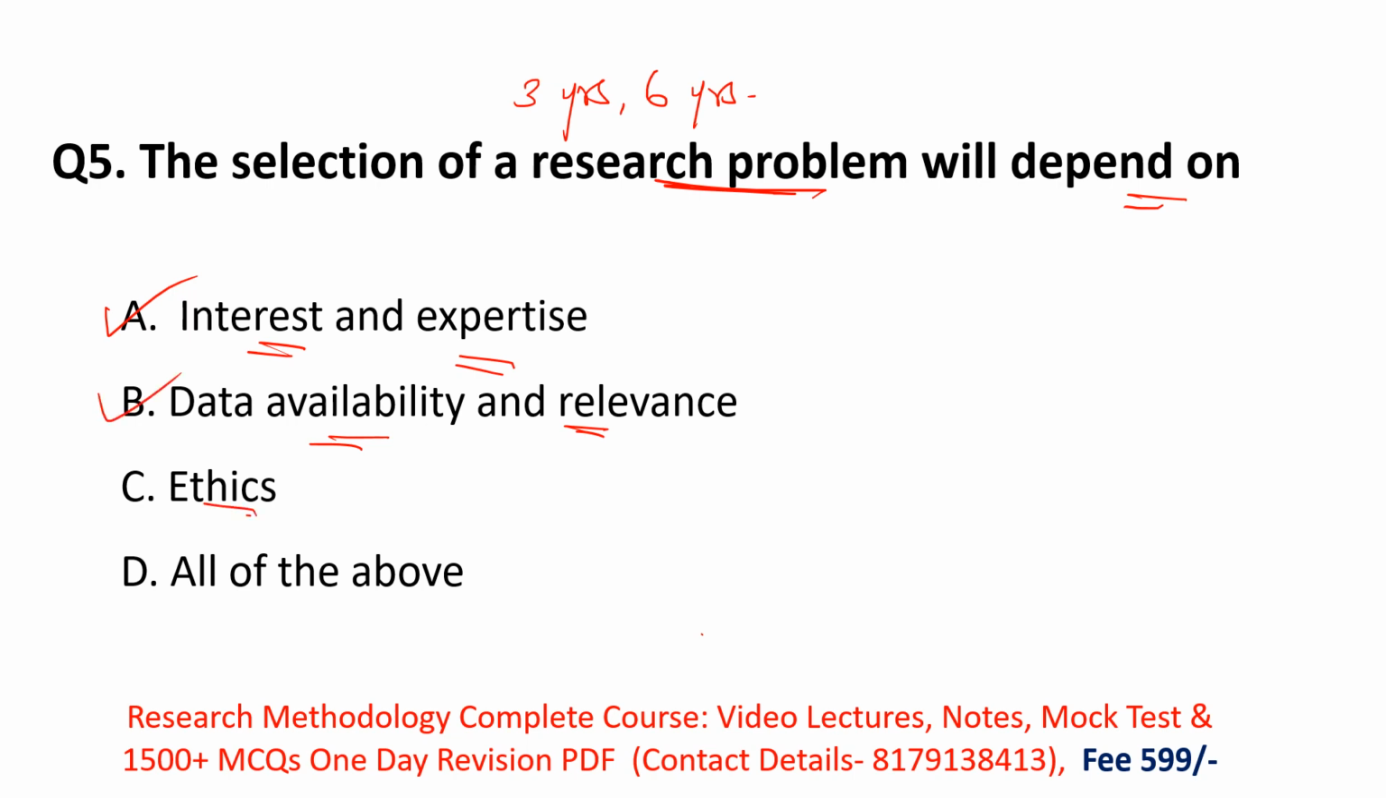Then option C, ethics. Yes, your research problem should depend on ethics, meaning your research problem should be ethical, not anything. Ethical means the problem is such that you can do your research and someone can read your research. So option C is also correct. All these three options are correct, so the correct option is all the above.